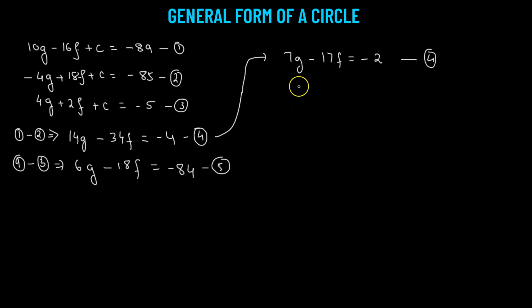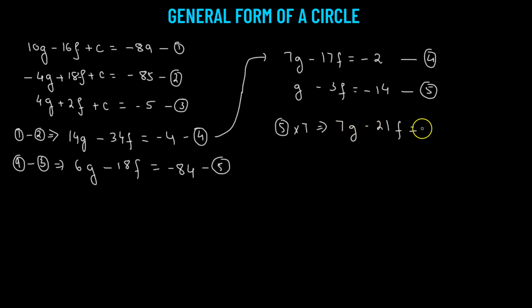So we have 6g divided by 6, so that's going to be g minus 3f equals to -14. So that's going to be equation number 5. Now we will take equation number 5 and multiply it with 7. So this is going to give us 7g minus 21f equals to negative 98. So let's call it equation number 6.